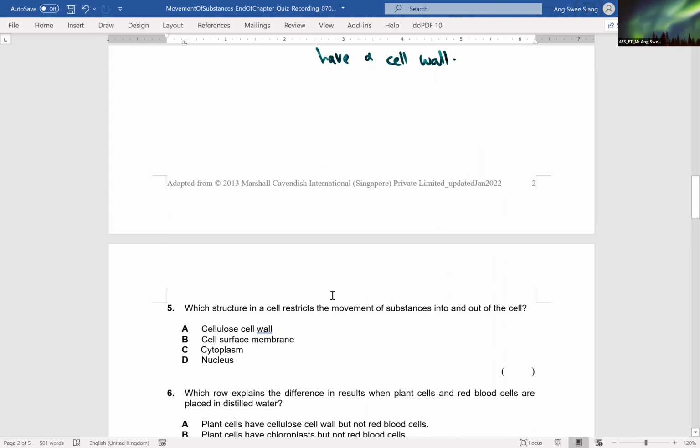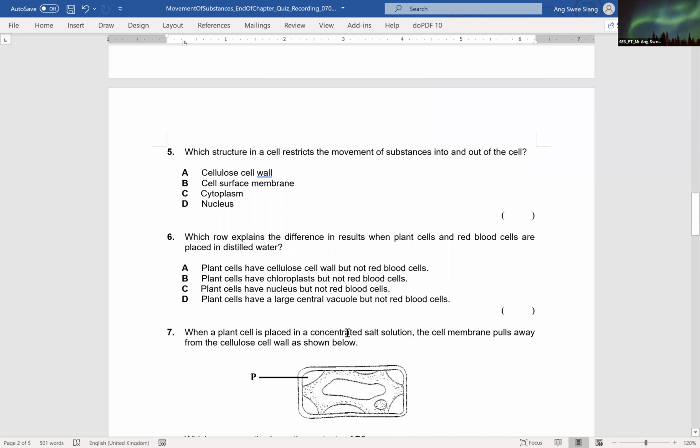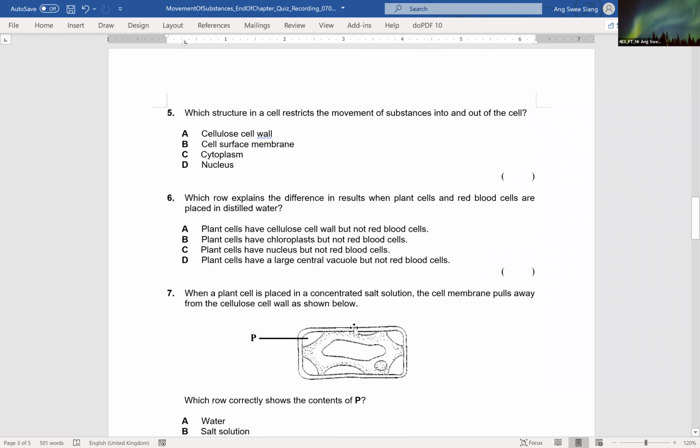Question 5. Which structure in a cell restricts the movement of substances into and out of the cell? This is obviously describing the cell surface membrane. Now the function of the cell wall is to prevent the plant cell from bursting. Yeah, so usually you can say this.